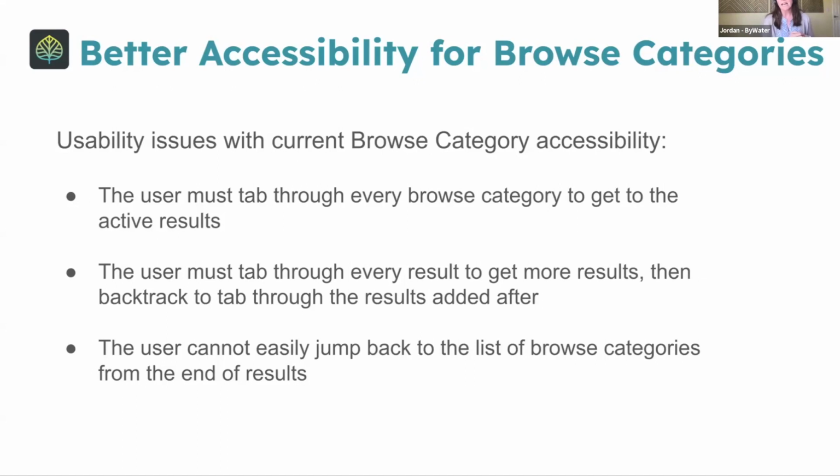Second, the user has to tab through every result to get more results, that little arrow at the bottom. And then when they do click on the arrow, it brings them to the bottom of those more results. So then they kind of have to work backwards. Again, technically accessible, not the best user experience.